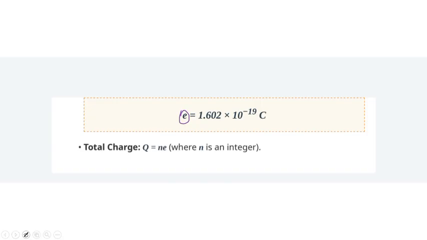Now, total charge is given by the formula Q = Ne, where n is any integer, right? n can be an integer. e represents the charge of the electron, and this is its constant: 1.602 times 10 raised to the power minus 19 coulombs. Okay, so please take note of all these constants.